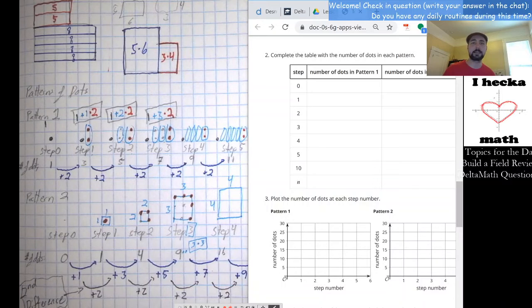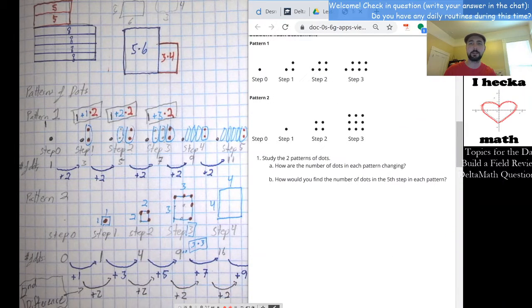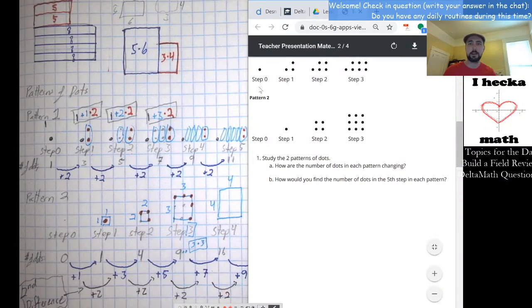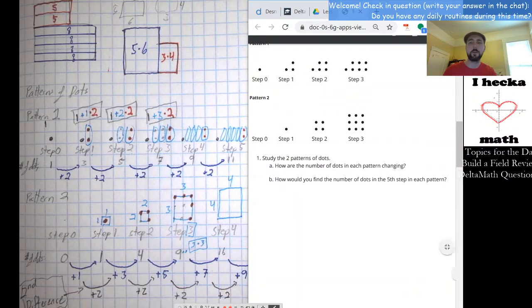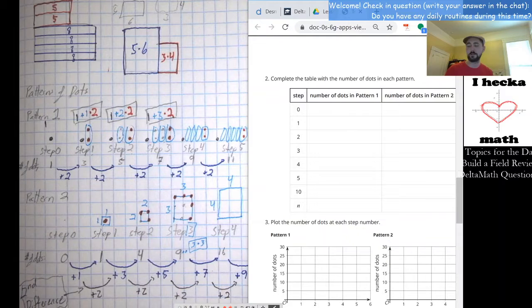Welcome to the next stage of today's lesson, where we are going to take everything that we have figured out and write it down into a table and then into a graph. So if you haven't done part 1 in this problem, which is annotating and counting the dots in step 0, step 1, step 2, step 3, step 4, and step 5, do that, or go back and look at the other video. And we are going to jump right into putting this into a table.